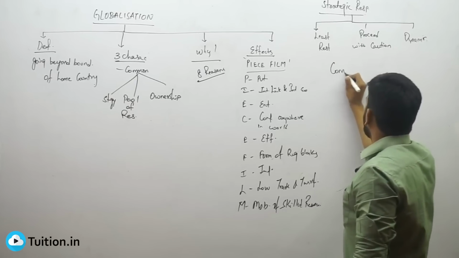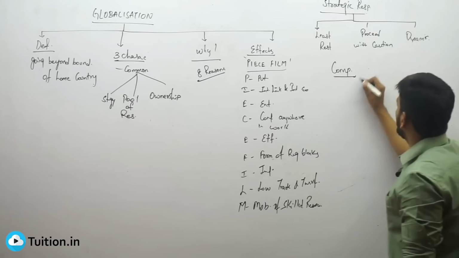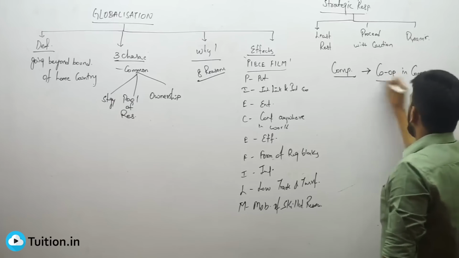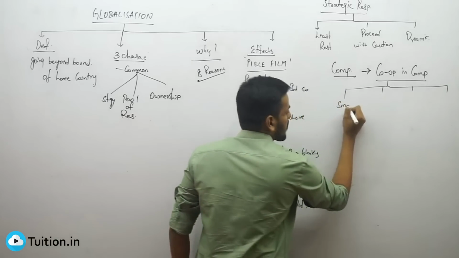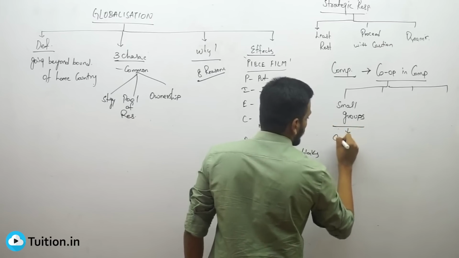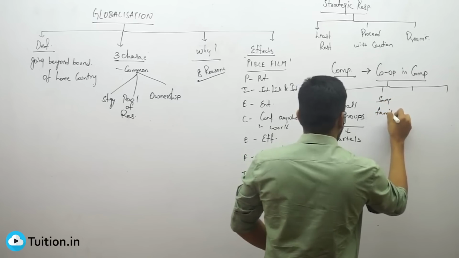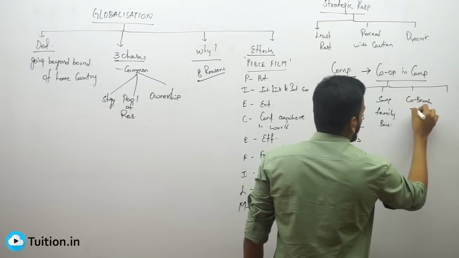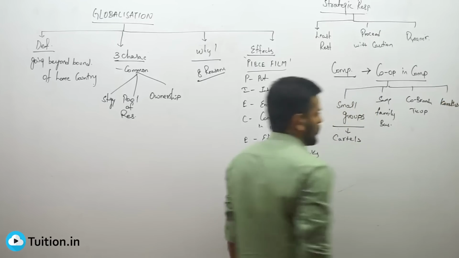Then we have competition, and the next one is a concept called cooperation in competition. How do we cooperate in competition? There are 4 ways here also. Forming small groups called cartels. Then you have same family business, co-branding and tie-up arrangements, and lastly keiretsus are formed.